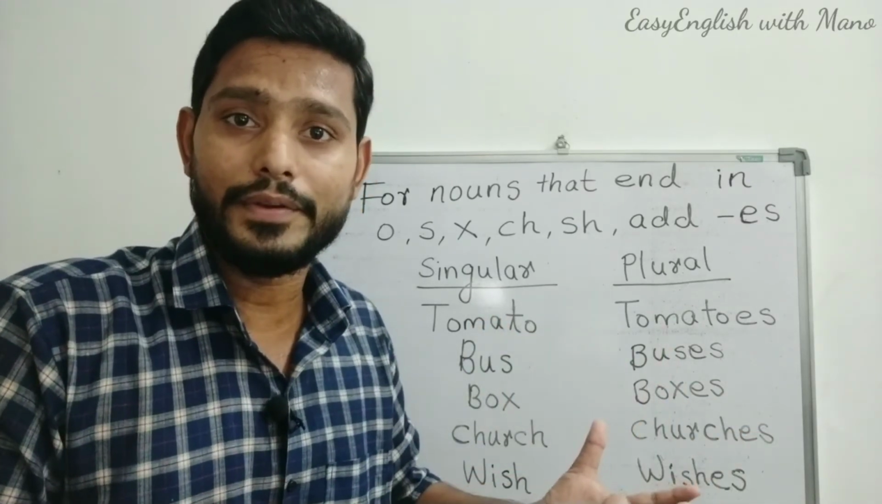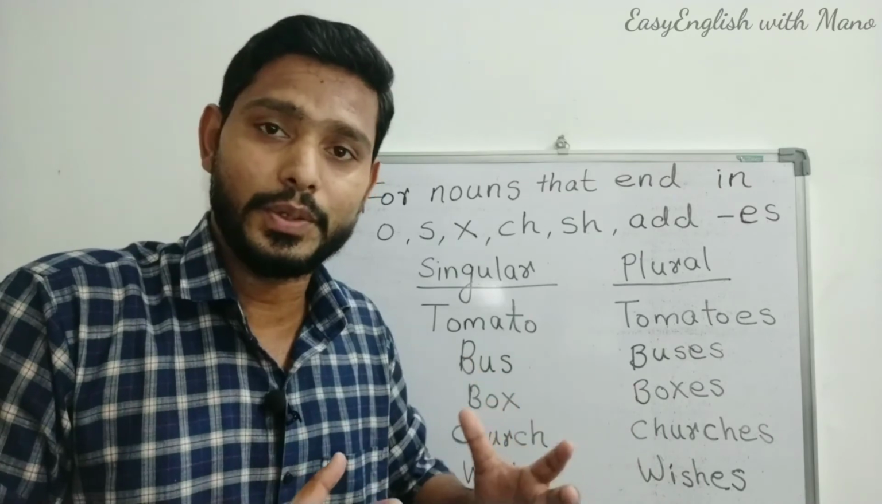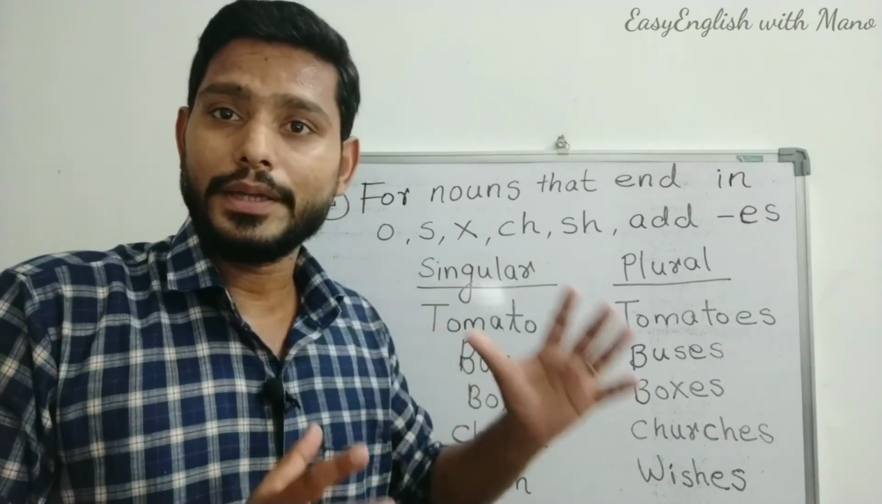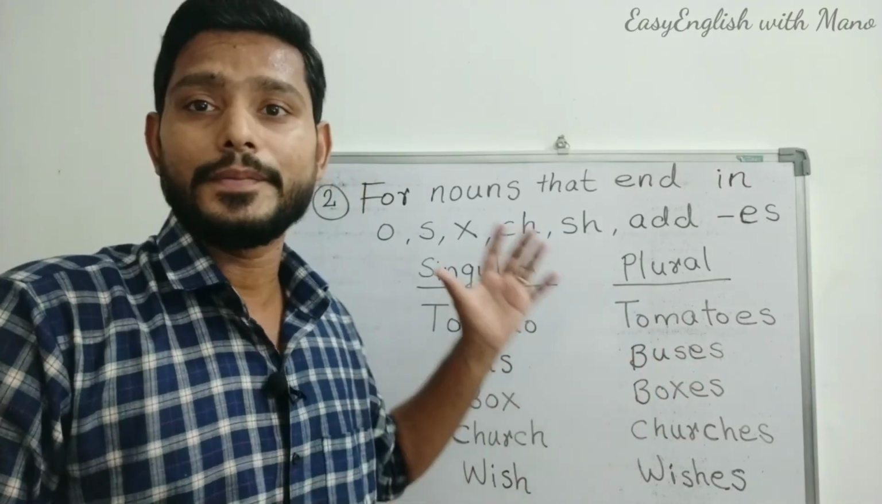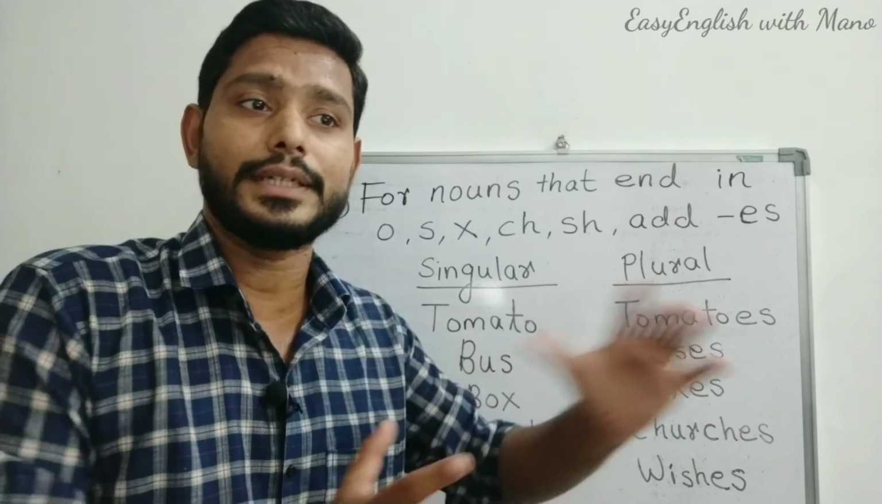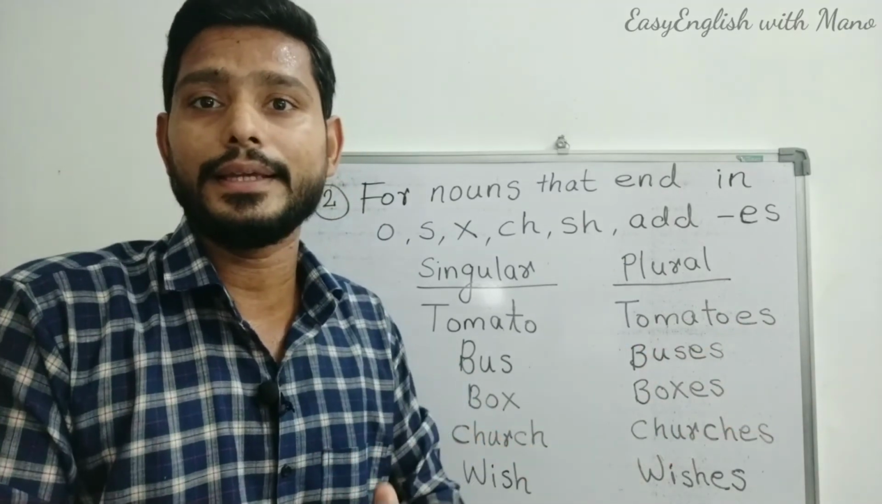So everyone, I hope you understood this basic rule that I discussed with you in today's video, that nouns that end with S, X, O, CH or SH can be turned into plural by adding ES.